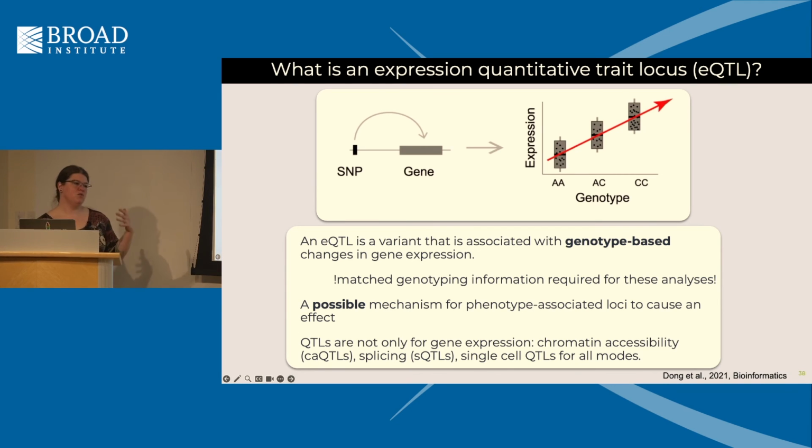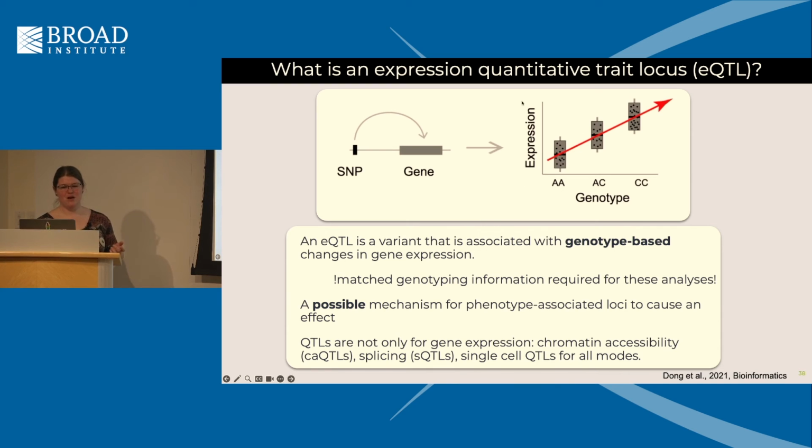So what is an expression quantitative trait locus, or eQTL? There are many other quantitative trait loci, but we're talking about those associated with gene expression. This is RNA-seq. The basic premise is that there's a single nucleotide variant, or SNP, that somehow affects the expression of a gene. Mechanistically, we don't necessarily know how this happens. I've got a lot of ideas, and all of them are speculative.